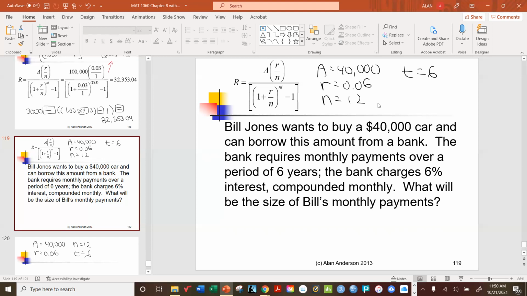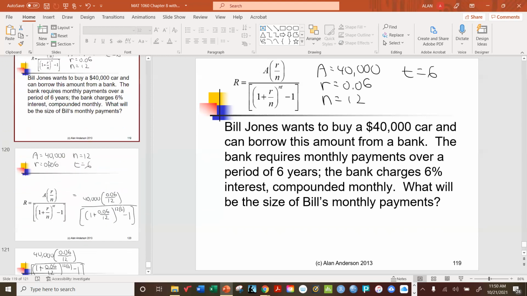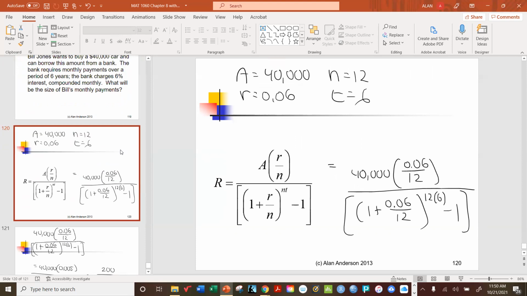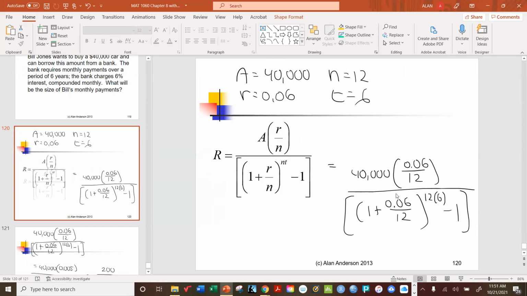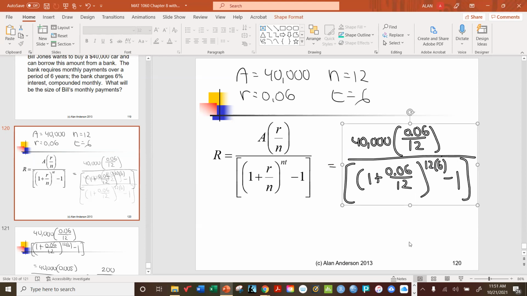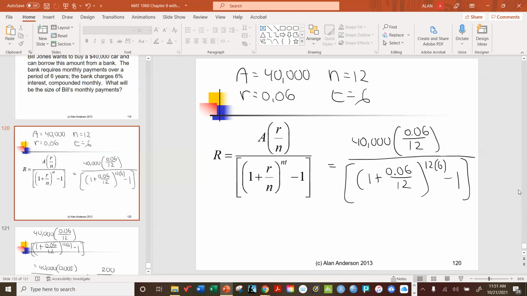12 is his compounded frequency, and T is 6 years. All right, so we're going to plug them in and show it to you. And of course, you're going to want to simplify all this. Let me just quickly sketch that in here for you.